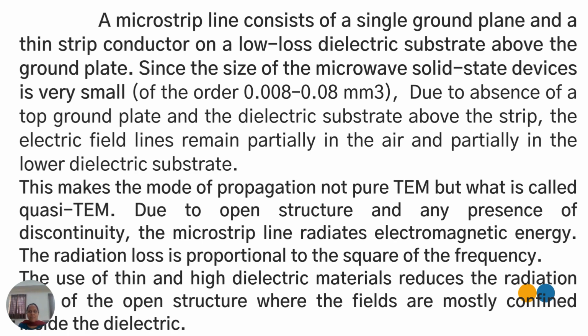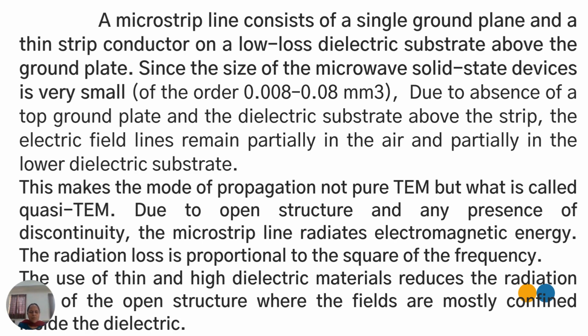Whereas if you see in the strip line, you have a ground plane on the top as well as on the bottom. In the case of microstrip line, we have a ground plane on the bottom, and on the top we don't have the ground plane. So the electric field lines will remain partially in air and partially in the lower dielectric substrate. This makes the mode of propagation not completely TEM, but it is called quasi-TEM. Due to the open structure and any presence of discontinuity, the microstrip line will radiate electromagnetic energy.